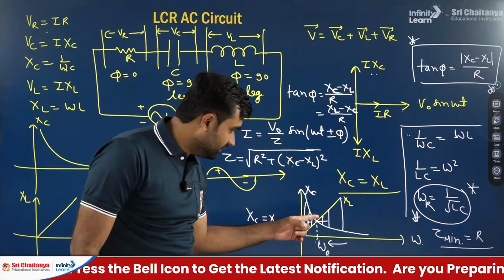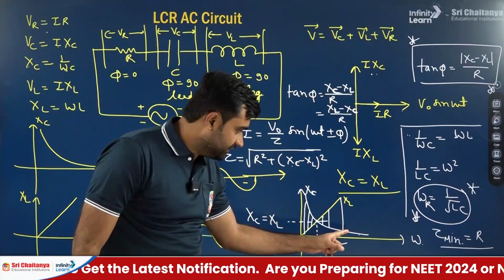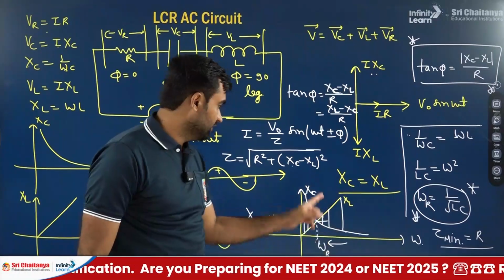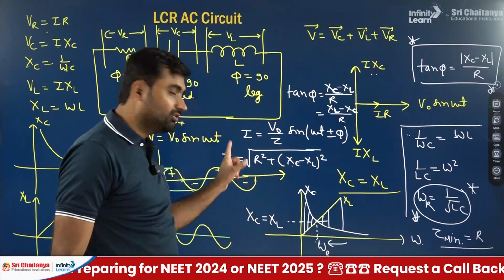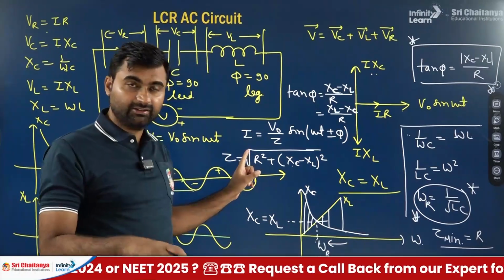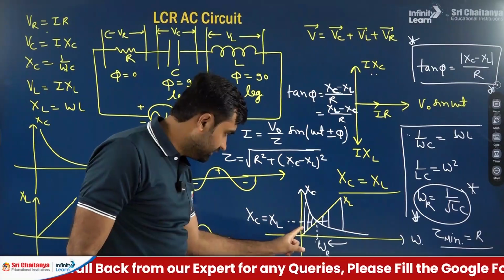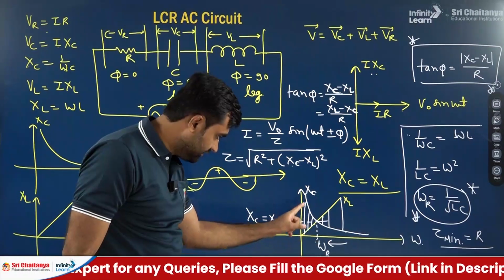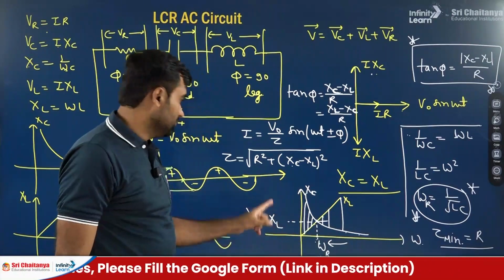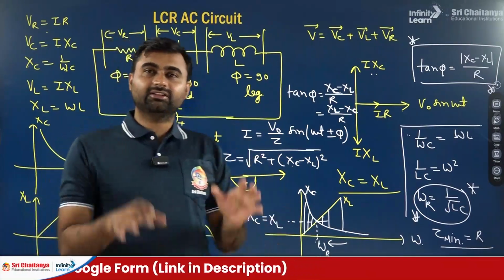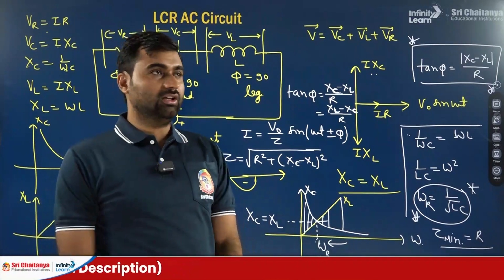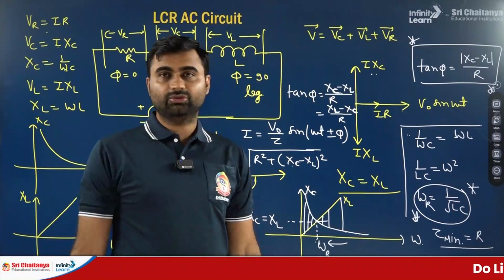We can see here the XL and XC difference increases. If it increases, Z also increases, so current decreases. If we move this side, then the XC and XL difference increases. So if it increases, Z increases and the current value decreases. So ultimately, what are the important points?